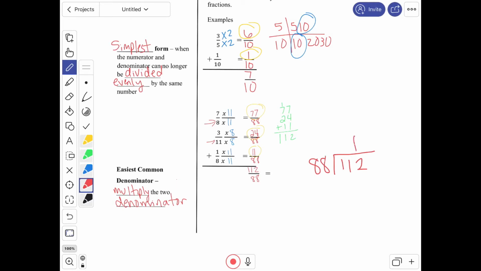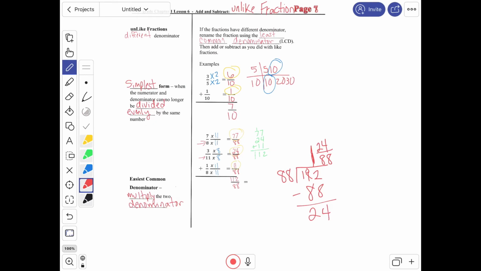88 goes into 112 once. Then we subtract and get 24. And because we're working with fractions right now, we're going to leave the 24 as my new numerator, and the denominator is 88. So I have one whole number and 24 over 88. But I need to simplify that.